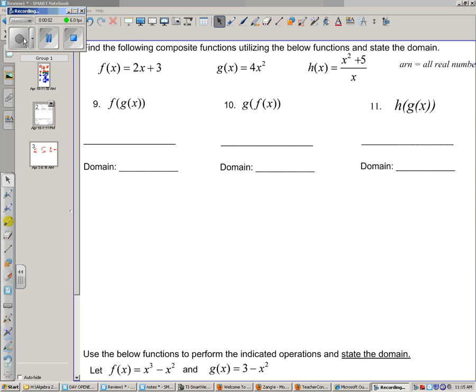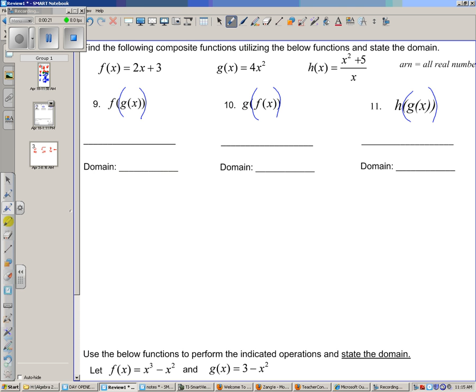All right, we're on the back. We're going to start with problem 9. One thing I did suggest in all the classes, though, is take your outer set of parentheses and make them just a little bit bigger. And what's inside these bigger parentheses is what should substitute in.